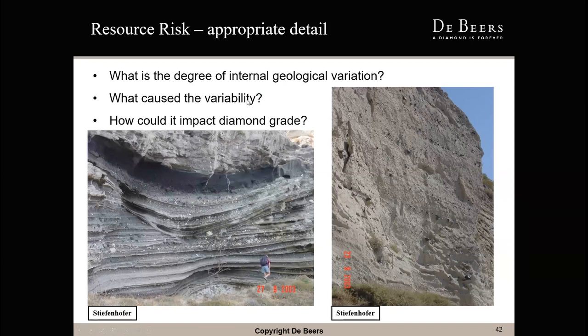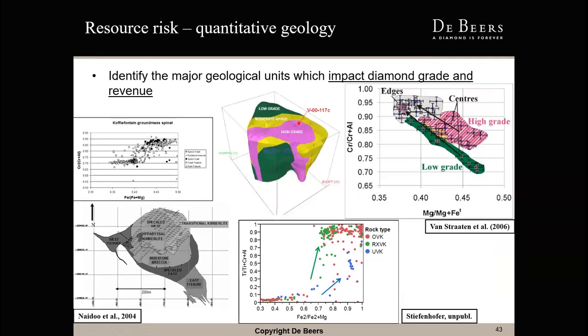And then, of course, what causes this variability? Is it volcanosedimentary processes? Are they pyroclastic processes? And how could this impact your diamond grade? It's important to identify the major geological units which impact your diamond grade and revenue.